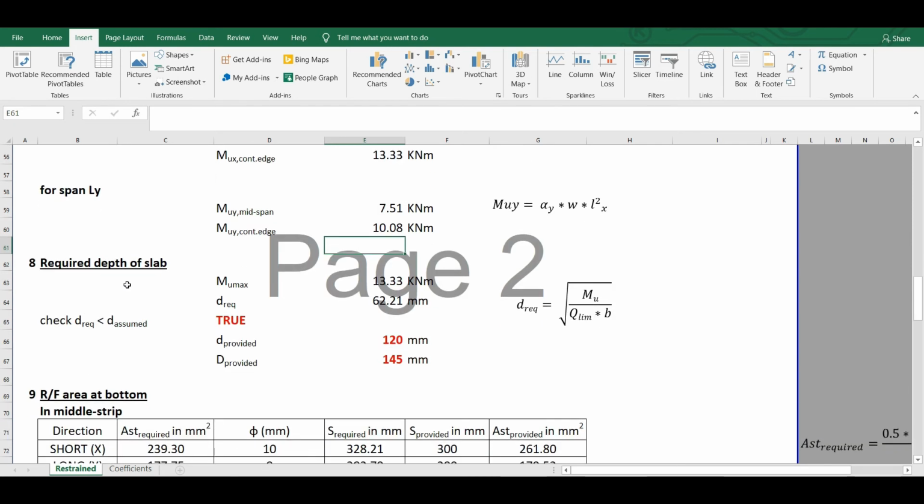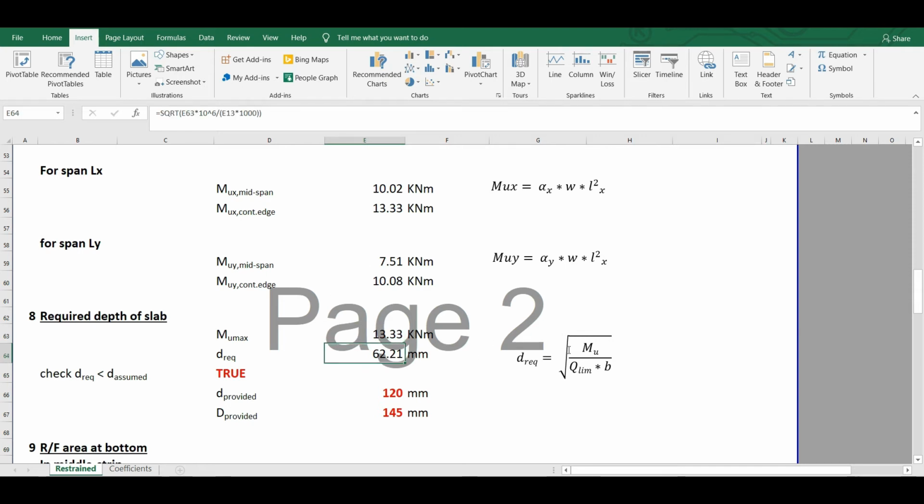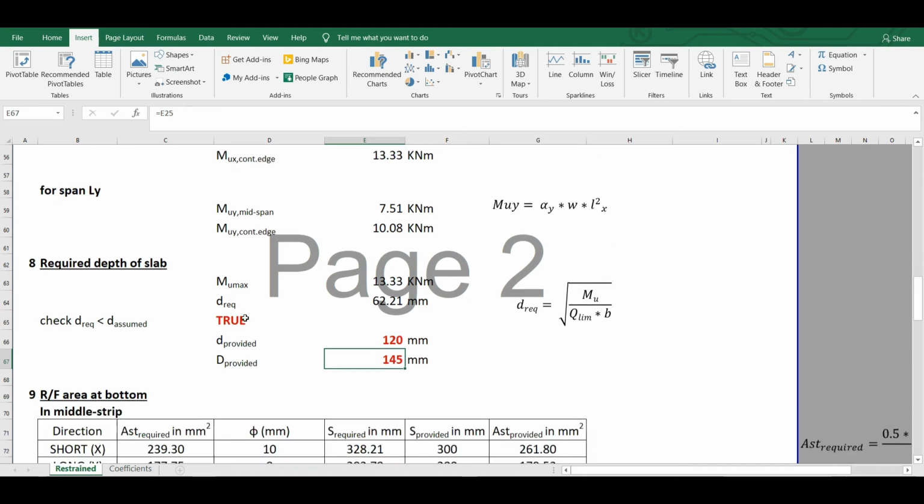The next step is to calculate the required depth of the slab. Here the maximum moment out of all is 13.33 kilonewton meter. We will calculate the required depth of the slab, which is given by the square root of maximum moment divided by Q limit into b. We got the required depth as 62.21 mm, but we have provided an effective depth of 120 mm, which is more than the required depth, so it is okay. And the overall depth of the slab is 145 mm.